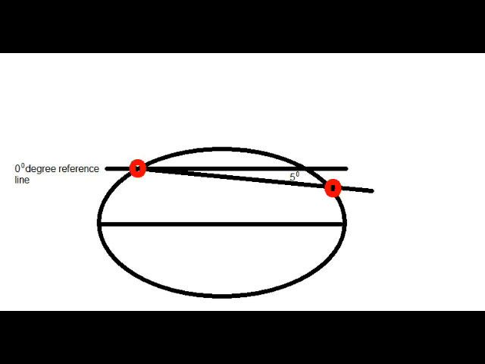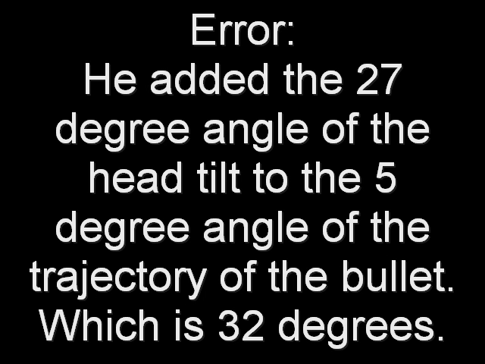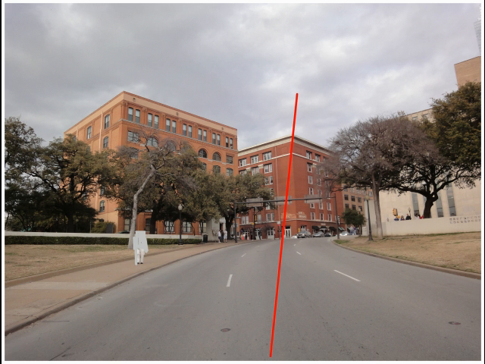Now this calculation of the angle between the 2 points is actually the trajectory of the bullet. To this angle he should have added the angle of the slope of the road to find the angle of the rifle, and therefore its placement. But instead he added the 27-degree head tilt to the 5-degree angle of the path of the bullet through the head, which equals 32 degrees. Then he projected a line from the entry point on the head at 32 degrees to a point of 124 feet above the roof of the Dow Tex building.